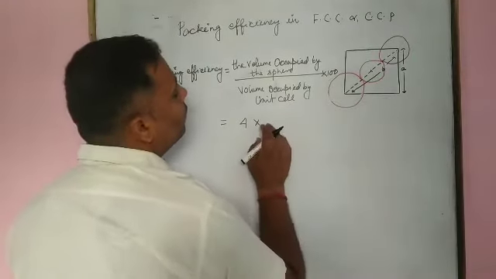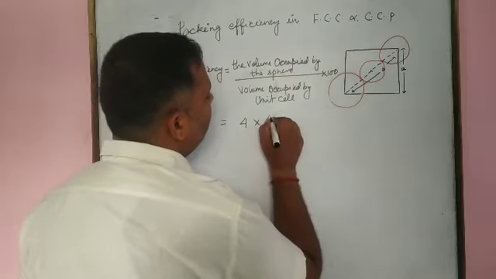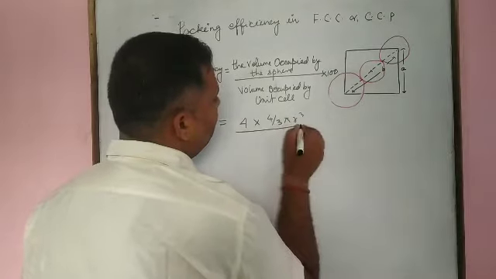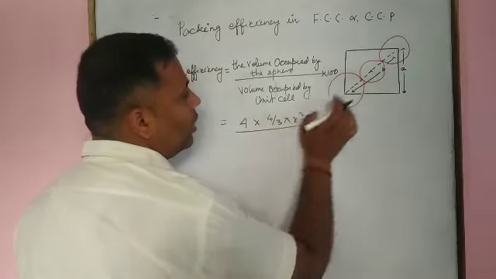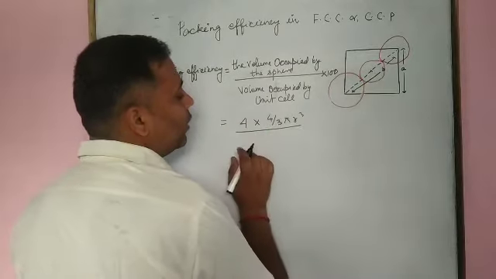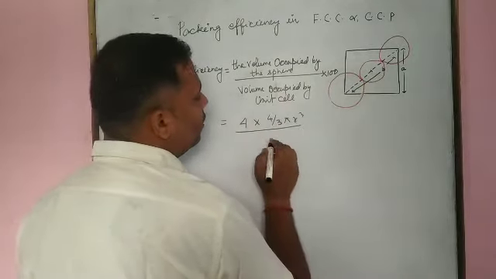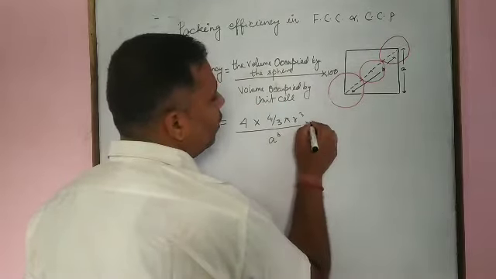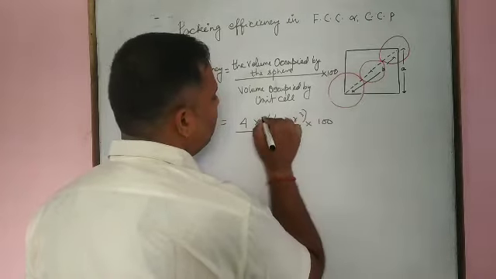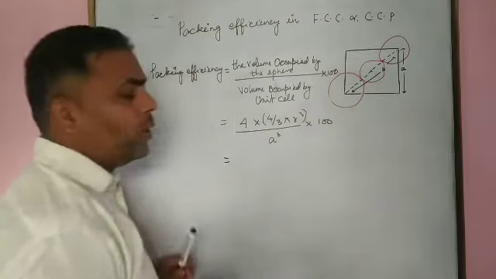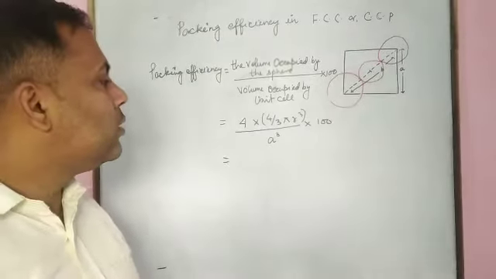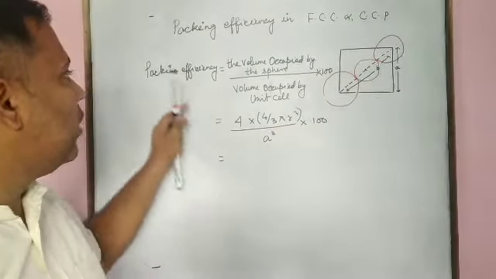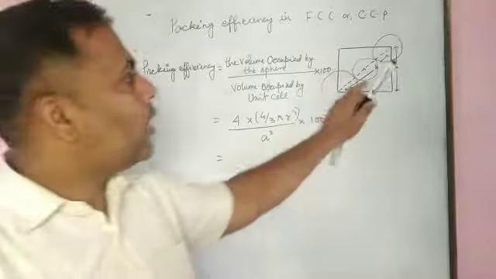We know the volume of the sphere is equal to 4 by 3 pi r cube. This is the volume of one sphere, and in face centered cubic 4 spheres are there. What is the volume occupied by the unit cell? Volume of unit cell, if the edge is a, is equal to a cube, into 100. Clear? Let us relate r with a. If we relate r with a, then we will get the packing efficiency.